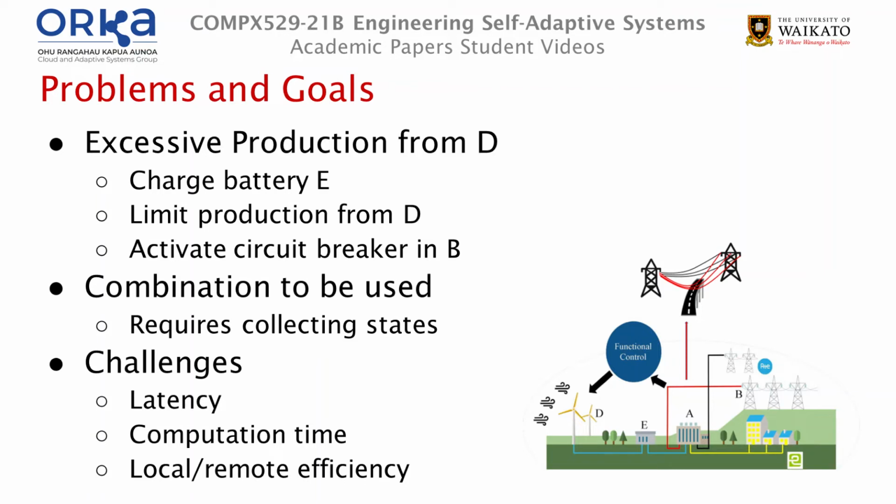Ideally, a combination would be used. This requires collecting the states of all components of the system. This introduces challenges such as latency between sensors and control systems, computation time, as edge processors may not be as strong as remote processors, and local remote efficiency, as we want these sensors remotely and locally to be able to talk as quickly as possible.